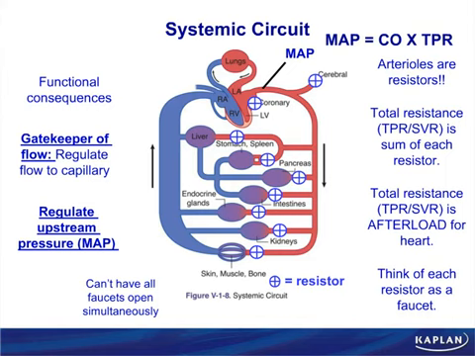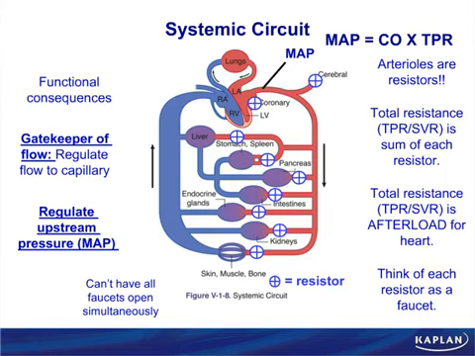Same in the body. If you try to open all these faucets wide open, that means resistance falls too low, and thus mean arterial pressure falls too low. And now I don't have a pressure head to drive flow. So I can't have them open simultaneously. Dual role. Gatekeeper of flow. So they regulate flow to the capillary. That's grocery exchange. But I must have some level of resistance in order to maintain mean arterial pressure.